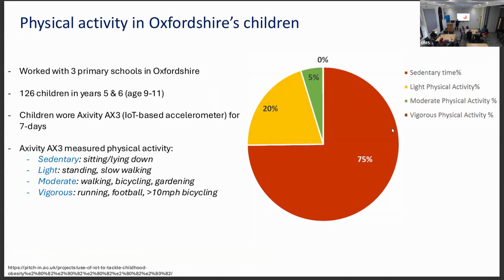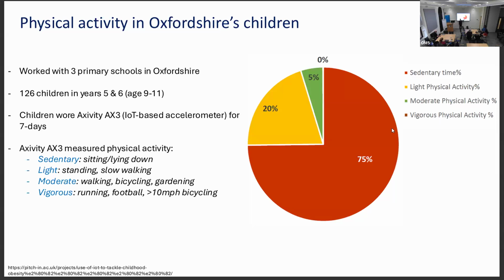So macro, and then go micro. This was a project that we did, Research England funded. We worked with 3 primary schools in Oxfordshire, 126 kids in years 5 and 6. We had them wear an activity tracker, basically an accelerometer, for 7 days, 24 hours a day. We wanted to see what proportion of their days they were actually physically active. So we have sedentary, which is sitting or lying down; light physical activity, which is standing or slow walking; moderate, which is walking, bicycling, or gardening; and vigorous, which is running, football, and over 10 miles per hour bicycling.